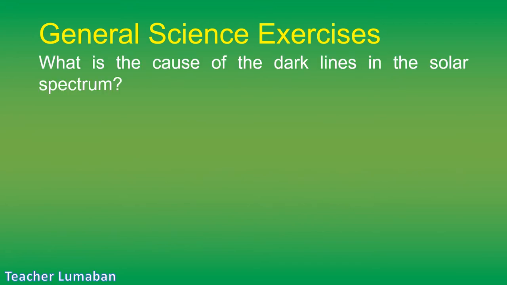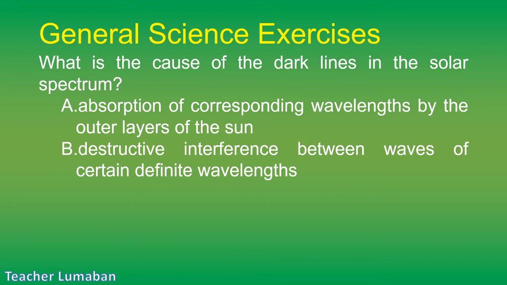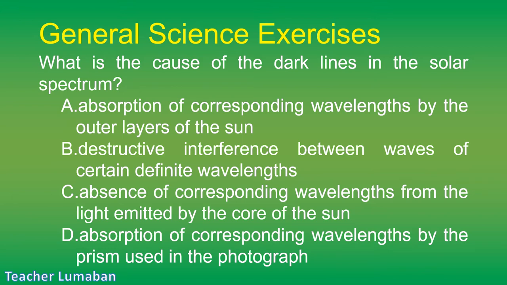What is the cause of the dark lines in the solar spectrum? Letter A, absorption of corresponding wavelengths by the outer layers of the sun. Letter B, destructive interference between waves of certain definite wavelengths. Letter C, absence of corresponding wavelengths from the light emitted by the core of the sun. Letter D, absorption of corresponding wavelengths by the prism used in the photograph. Choose the suitable answer to the following choices in 5 seconds.